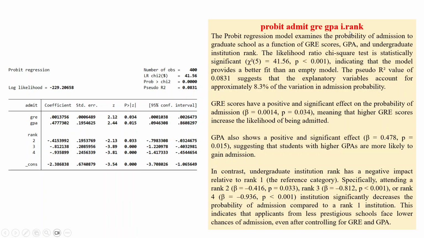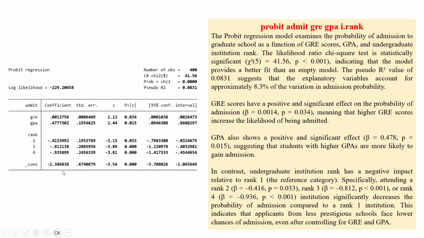Let's understand the concept. Rank has 4 institutes: those institutes which are having rank 1, rank 2, rank 3, and rank 4. So the number of dummies will be one less. So i.rank, you can see here 2, 3, and 4. Now what about the rank 1 institute? It will be captured with the help of the constant.